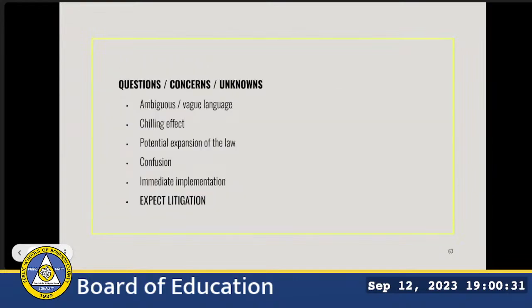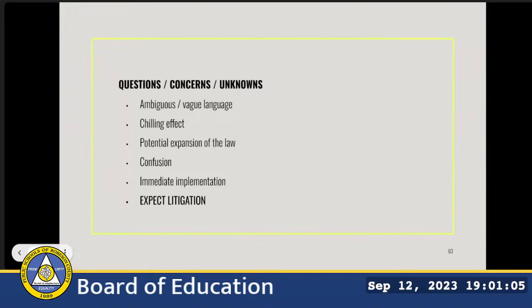And now we get to the very end here, some questions, concerns, and unknowns about this law. A lot of the questions or concerns deal with some of the ambiguous or vague language. There are some people who think that the language is deliberately left ambiguous in some cases so that it might have the effect of deterring people from going up to the line if you don't know where the line is. And that's the chilling effect that some people are complaining about with this legislation.